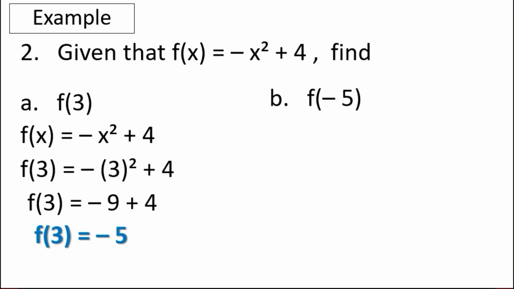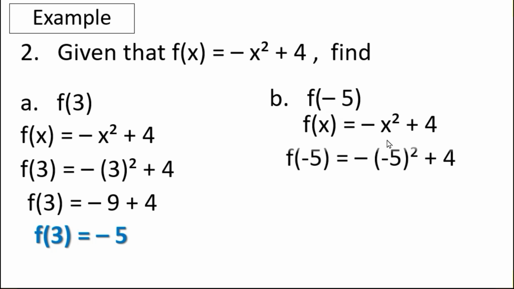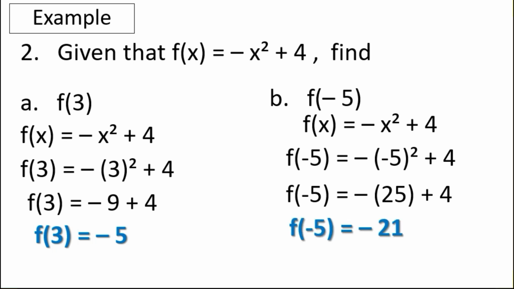For letter B, let's find f of negative 5. So again, kopyahin natin yung ating quadratic function. Then we will substitute negative 5 in place of x. So that will become negative 5. F of negative 5 equals negative of negative 5 squared plus 4. So yung original quadratic function natin kasi may negative sa labas. So negative 5 squared, of course, that is positive 25. Kaya lang, dahil may negative ka doon sa may left side, negative 25 pa rin siya. So negative 25 plus 4, that is of course negative 21. So f of negative 5 equals negative 21.